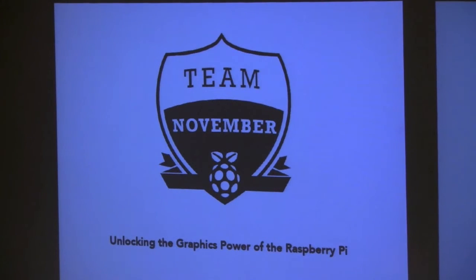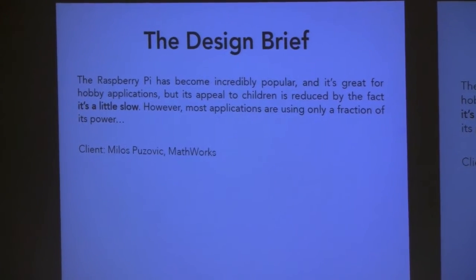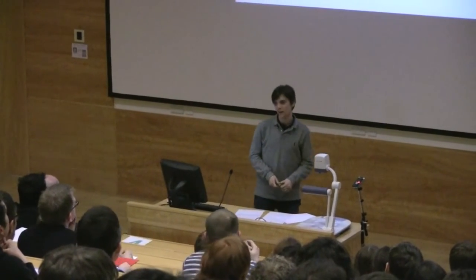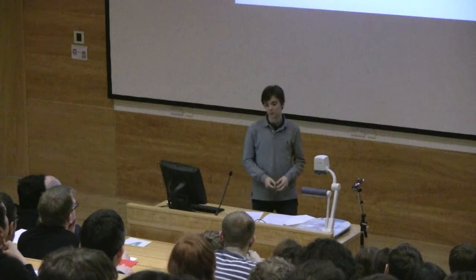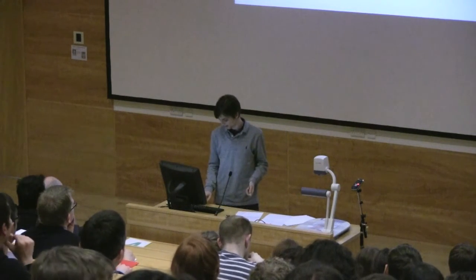Hello, I'm James from Team November, and our project was to unlock the graphics power of the Raspberry Pi. The Pi has a 700 megahertz ARM processor, and according to our design brief, this reduces its appeal to children because it's just so slow. And I mean, it is pretty slow. I first tried out the Raspberry Pi, and basically, you wouldn't want to move your mouse at the same time as compiling code because that uses up 20% of the CPU just moving your mouse.